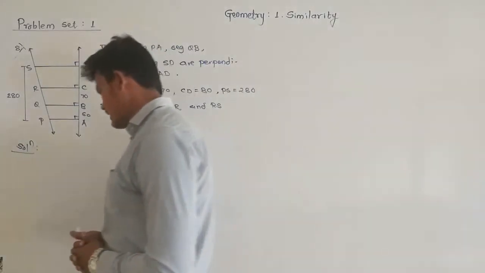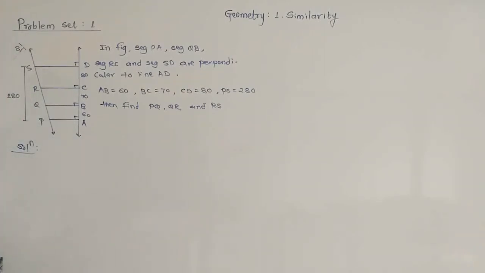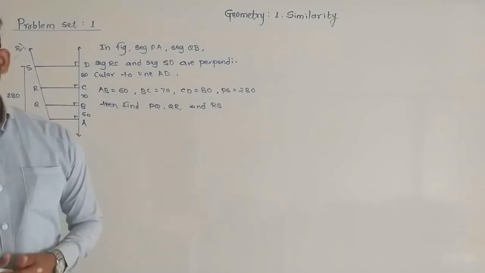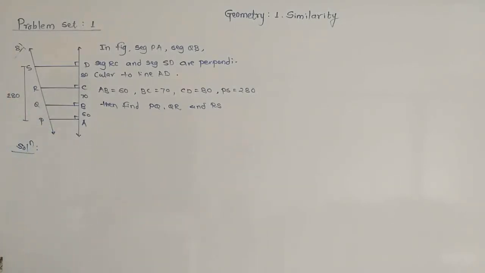Now, question number 8, because question number 7 is for homework, which is very simple. In question number 7, we have to apply the basic proportionality theorem, because the given statement is that a line is parallel to a side of a triangle. Question number 8: in the figure, segment PA, segment QB, segment RC and segment SD are all perpendicular to the same segment AD. Also, the length of segment AB is 60, BC is 70, CD is 80, and PS is 280. Then find the lengths of segments PQ, QR and RS.